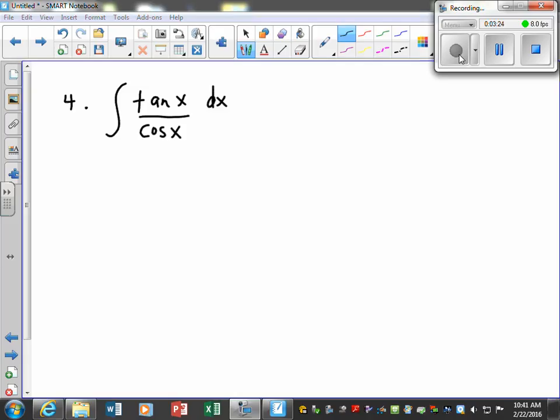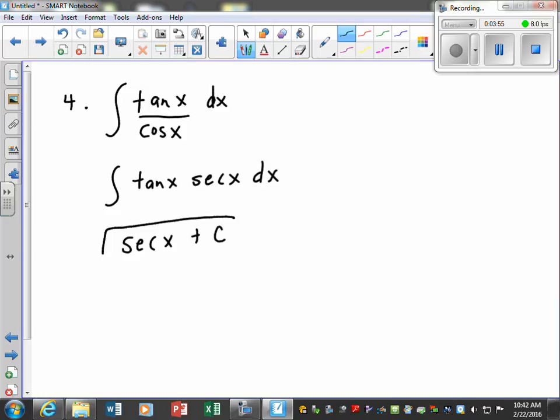Okay, just like when we have the opportunity to simplify algebraically, we'd like to use trig identities to be able to simplify if possible. So we want to rewrite this as tan x, and then 1 over the cosine is secant x. Alright, so then that's going to be secant x plus a constant.